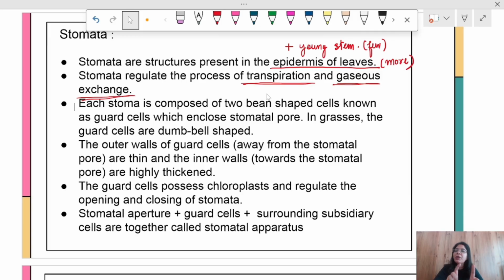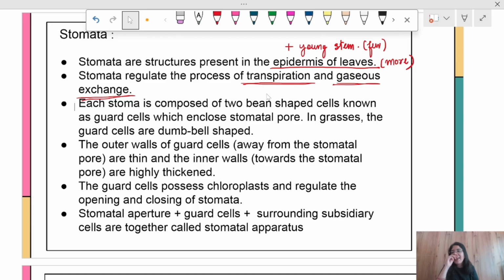So anyways, transpiration, at least the meaning you have learned in class 10th also, the loss of water in the form of vapor is called transpiration, and gaseous exchange, why it is needed, you know very well. Carbon dioxide is required by the plant for photosynthesis and oxygen is released as a product of photosynthesis, right? So that's why stomata are present. They allow these things, right?